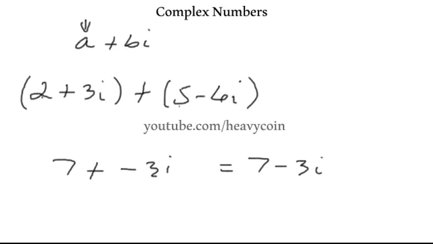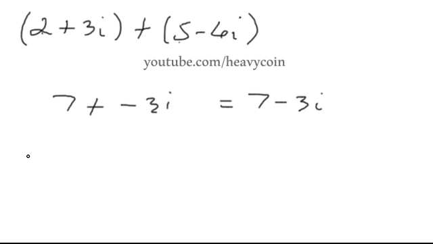All right. Let's look at another one real quick. Negative 4 plus 7i plus 3 plus 2i. So that's going to be negative 1 plus 9i. All right. That's the form we want.